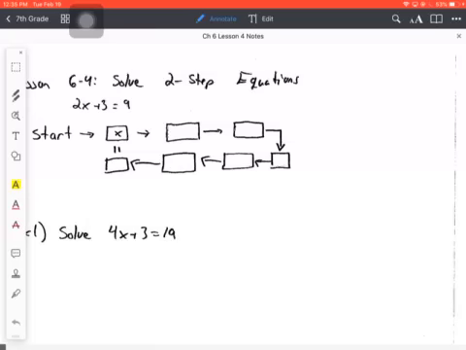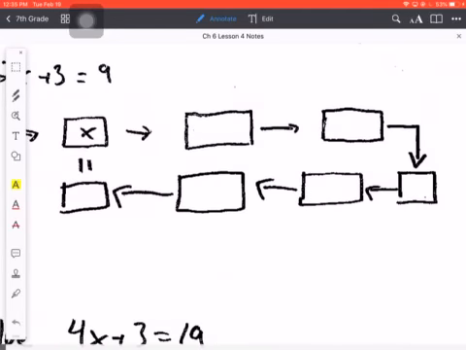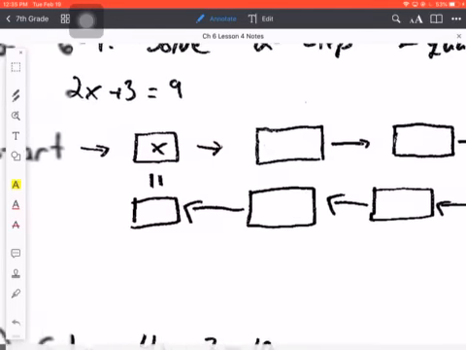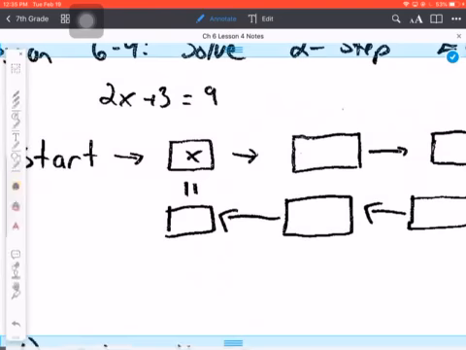Alright, so today we're going to be talking about Chapter 6, Lesson 4. We're going to be talking about solving two-step equations. When we start talking about two-step equations, we're going to learn a visual way to do it, which is going to be in this box arrangement. We're going to use this equation here to help us solve it and figure out how it should be done.